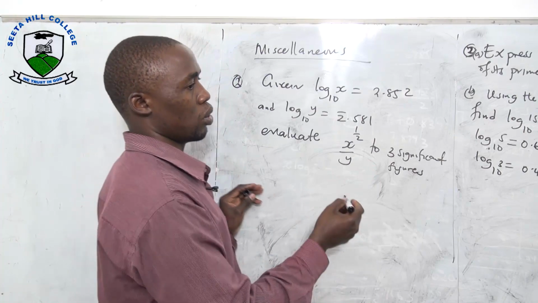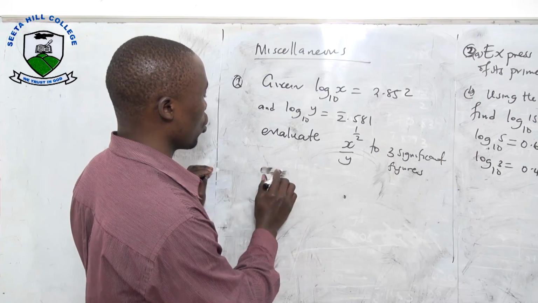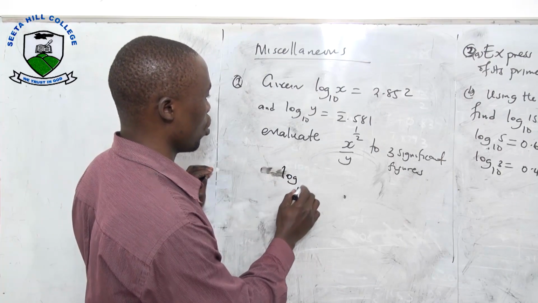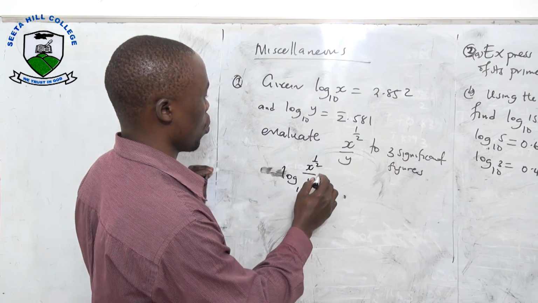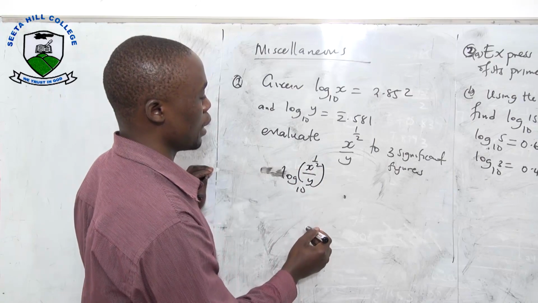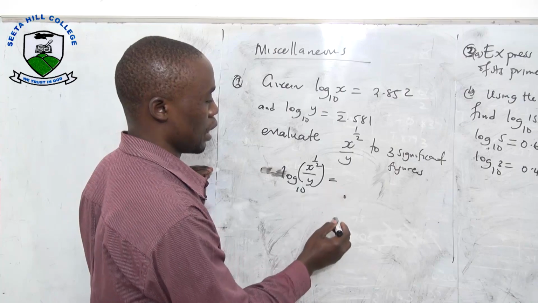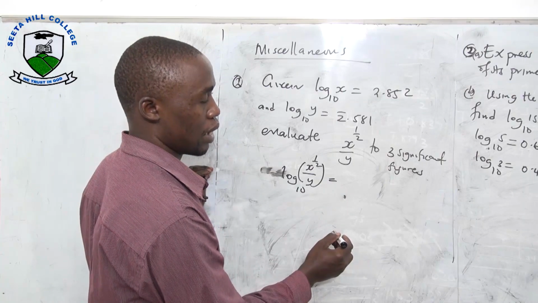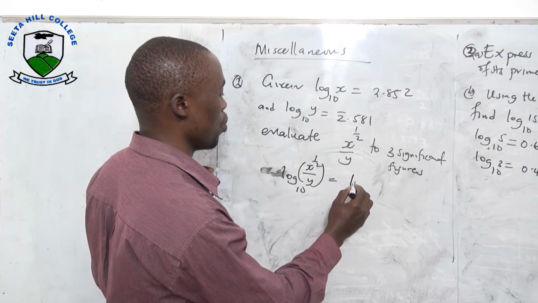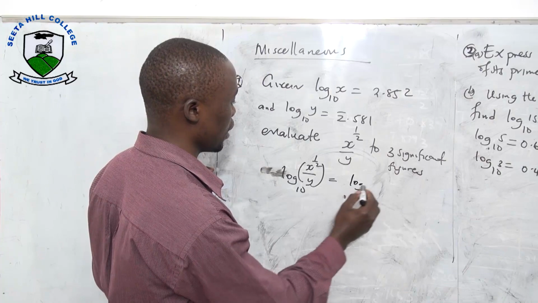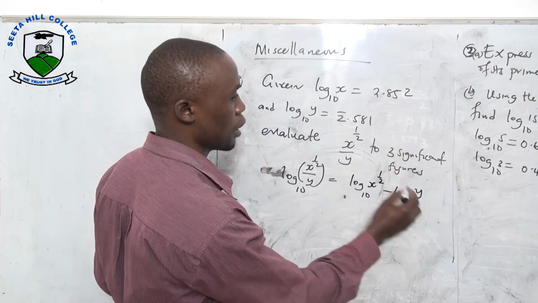Anti-log. So we shall say, taking logs now, log 10 of this. See that? Now we split using the laws. What does division say? That they were being subtracted originally. So you'll have the same base 10, x to the power half, minus the same base 10. See?